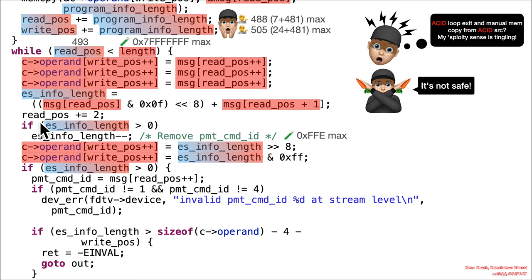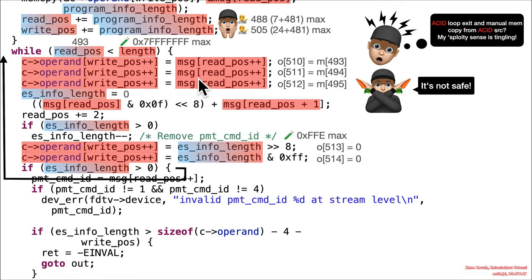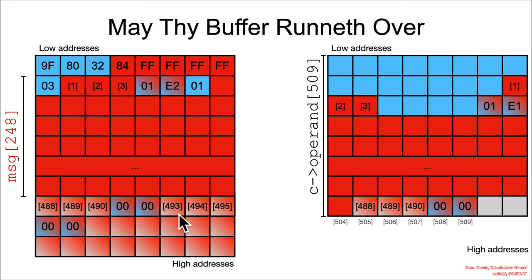Because there was this extra read position plus equals 2 in here, we're going to start with read position at 493. And so this would essentially be M of 493 goes into O of 510, M of 494 into 511, and so forth, right? And again, as long as the attacker keeps setting this semi-attacker controlled value equal to 0, it's just going to keep looping around, writing zeros out of bounds, writing values from the message out of bounds. So again, visualizing that, 493 into 510, 494, 511, 495, etc.